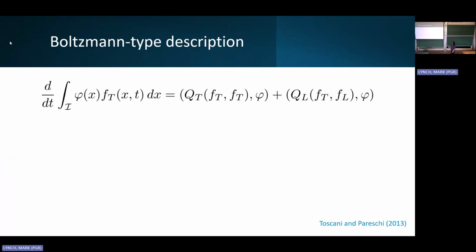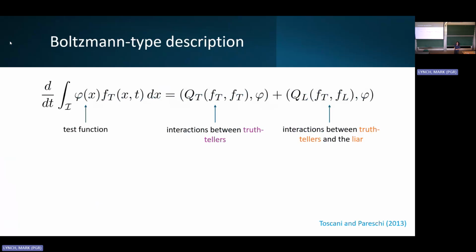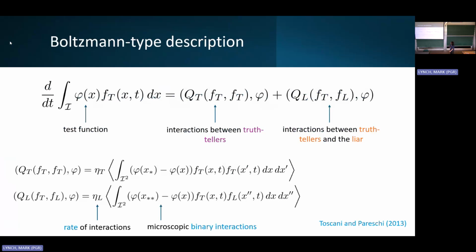The first term on the right represents interaction between truth tellers. Second term, the interaction between truth tellers and the liar. And this phi is just an arbitrary test function we use for weak formulations of PDEs. And then these are what the Qs are. They look really horrible, I'm sorry. But basically, we're integrating over all interactions between truth tellers and truth tellers, and interactions between truth tellers and liars. And these X stars are the result of a microscopic binary interaction between truth tellers and between a truth teller and a liar, respectively.